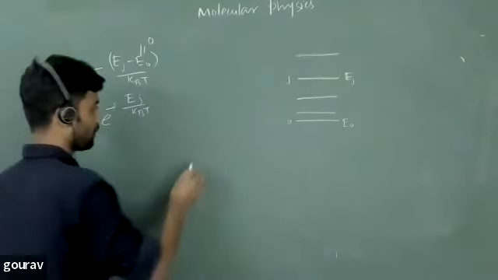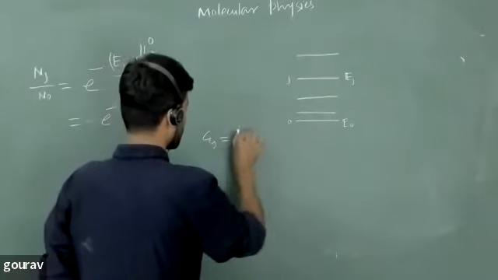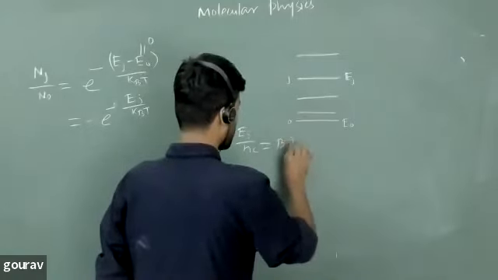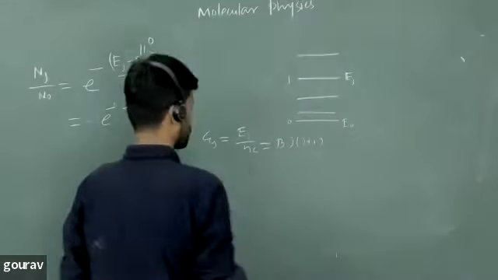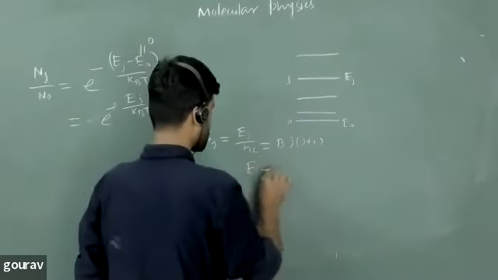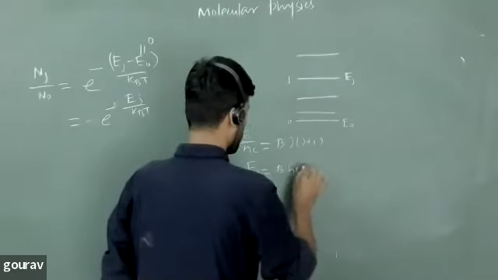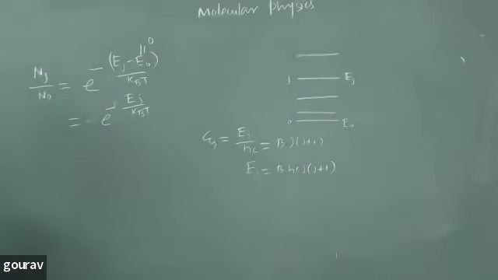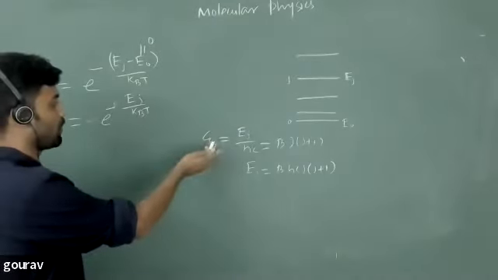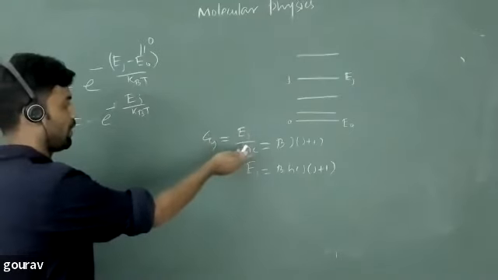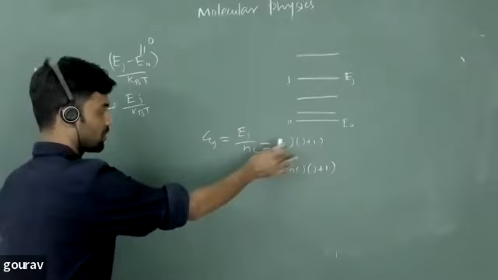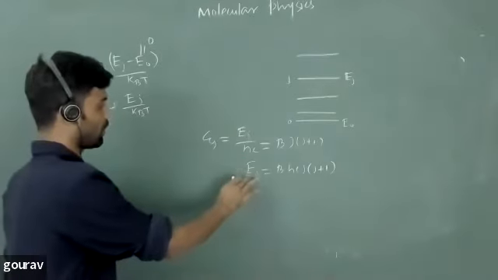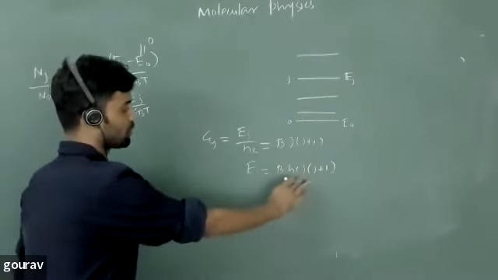Okay, now you know epsilon J is how much? Epsilon J is Ej by hc, right? And that was B into J into J plus 1, right? So you can write Ej equals to how much? B h c J into J plus 1. We can write it, right? Because according to the definition of wave number, it is nothing but energy divided by h c, and that is the rotational constant B times J into J plus 1. J is your rotational quantum number.